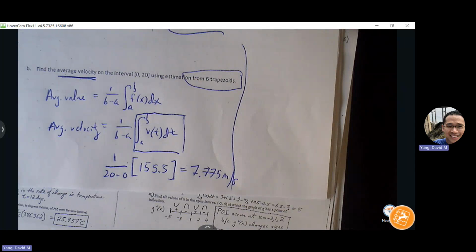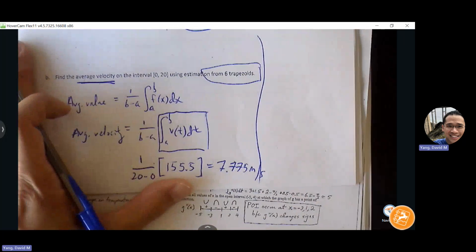On the test, do you want us to keep our answer exact or approximated to some decimal places? Yeah, 3 decimal places is the standard.